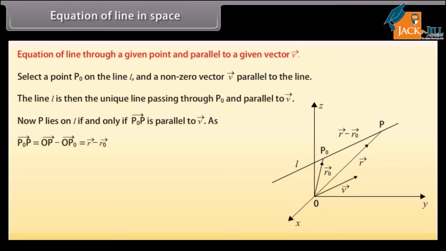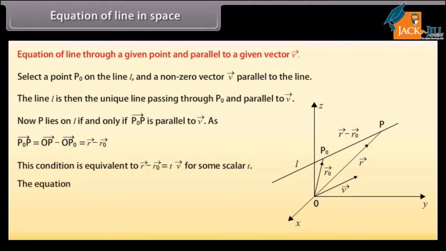As vector P0P is equal to vector OP minus vector OP0, which equals vector r minus vector r0. This condition is equivalent to vector r minus vector r0 equals t vector v for some scalar t. The equation vector r minus vector r0 equals t vector v is called a vector equation of the line L.